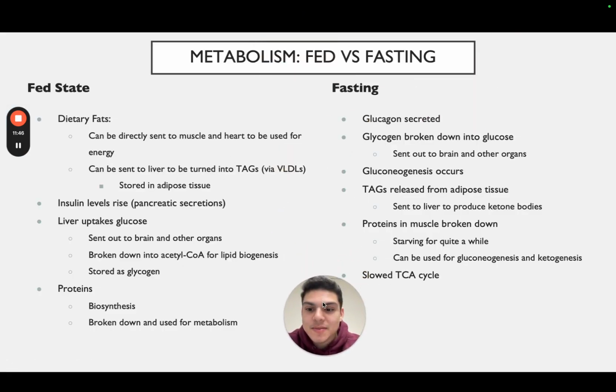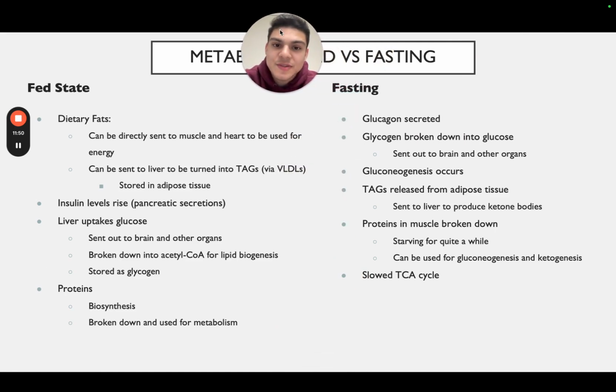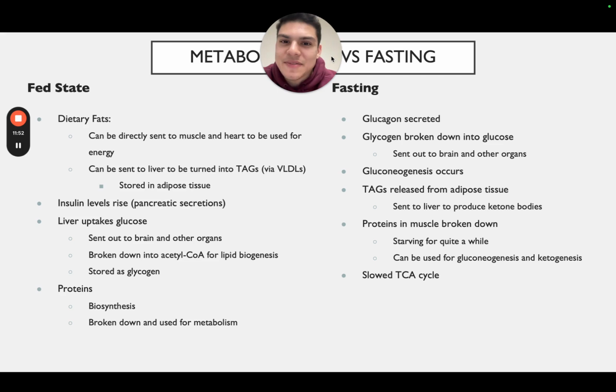And then metabolism, fed versus fasting states, right? So let's first talk about fasting because I feel like that's a lot easier because it's a deficit. So in fasting, we know that we don't have that much glucose, and glucagon is going to get secreted. Glucagon, again, is the hormone that tells the body, hey, we need glucose right now.